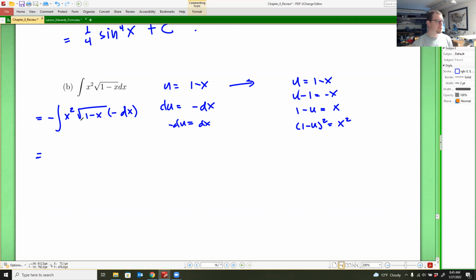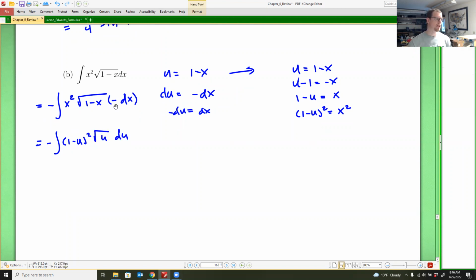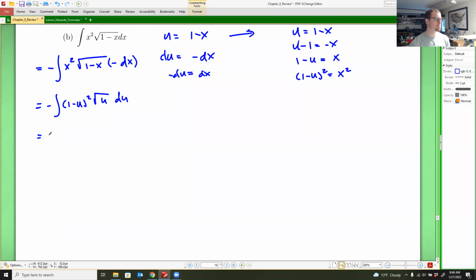All right, so now that I have this, I can make my substitutions. So this is the negative of the integral. X squared is 1 minus u squared, and then this is the square root of u du. Does this look better? It's hard to say yes, but in reality it does, because what I can do is expand this square to be 1 minus 2u plus u squared times the square root of u du.